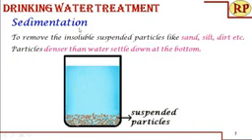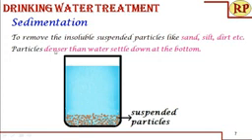The next step is sedimentation. Some water treatment methods generally skip this step because sedimentation is again present in the last step of this water treatment process. But if a lot of insoluble suspended particles are present, sedimentation is preferred at this stage.